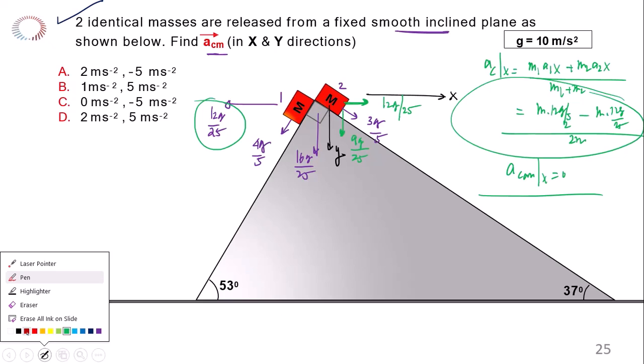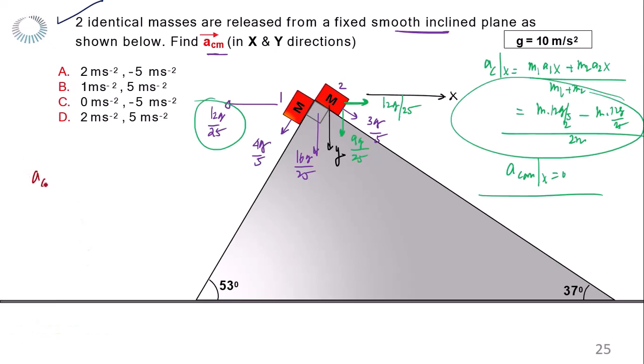So what is the acceleration along the y direction? The acceleration of the center of mass along the y direction is equal to this 16g by 25 and 9g by 25, which will be added up, because both are in the same direction. One is 16 and another is 9. So 16g by 25 plus 9g by 25 means how much? g.